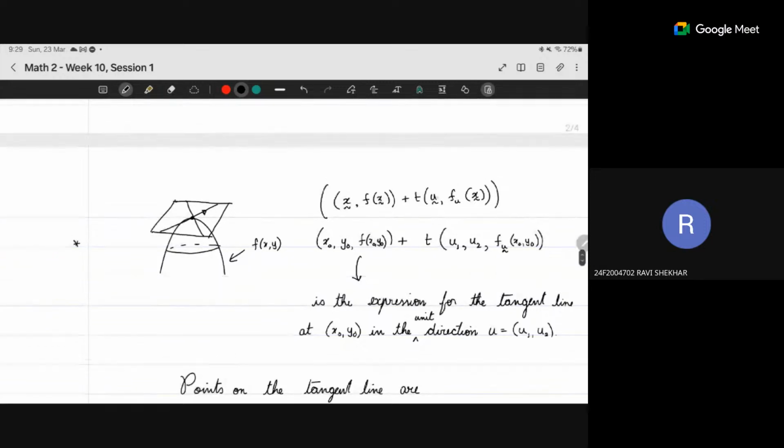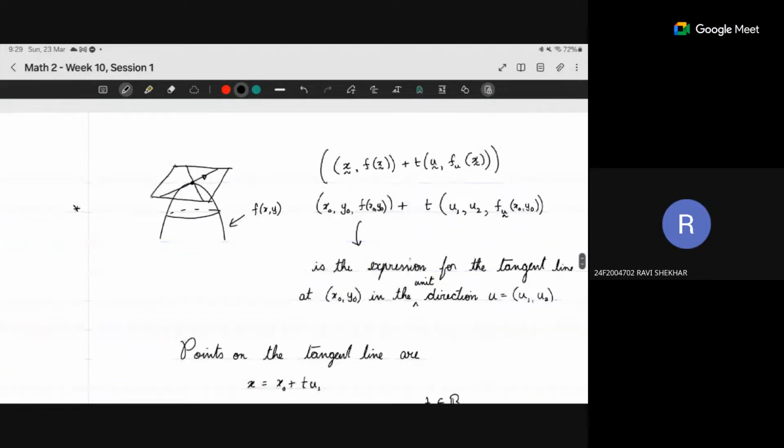So this is in Rn plus 1. Wherever this f is a function from Rn to R, then this is a line in Rn plus 1. All right. So the same thing holds. Your first n coordinates will be x1 up to xn, the point that you're considering, and the last coordinate will be the function value at that point. And the unit direction will take up n spots, and the last coordinate will be the directional derivative in that direction. So that's the general formula.